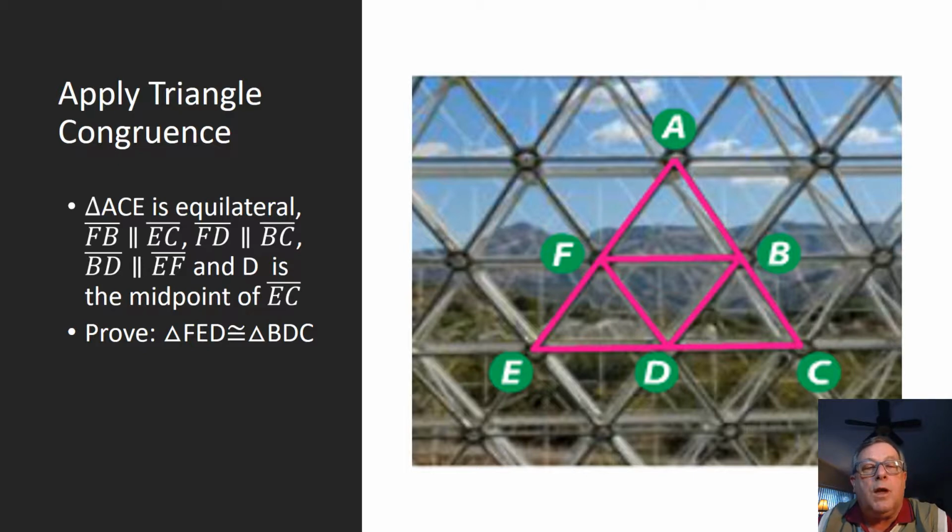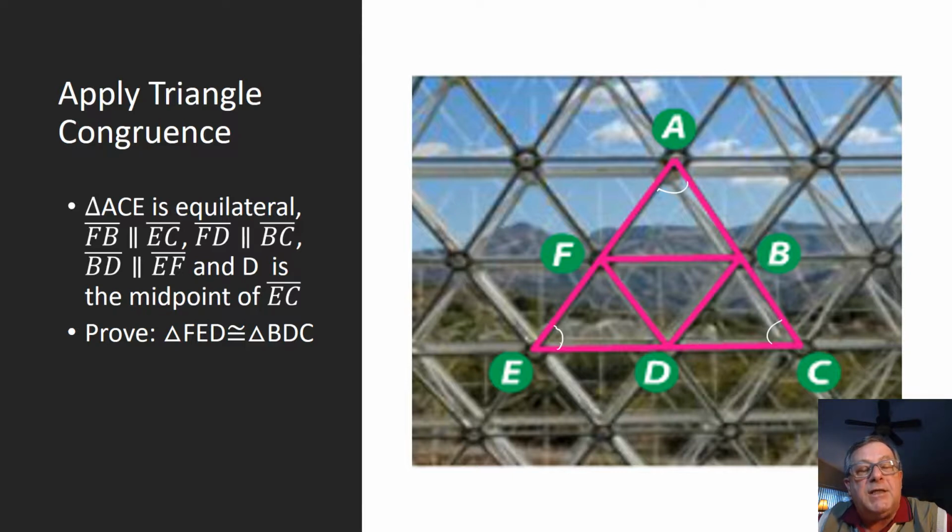All right, so if it's equilateral, it's also got to be equiangular, right? In other words, equilateral triangles, all the angle measures are 60 degrees. So ACE, that's this big triangle, tells us that this angle and this angle and this angle are all going to be congruent, equal to 60 degrees. And then we've got a bunch of parallel statements here.